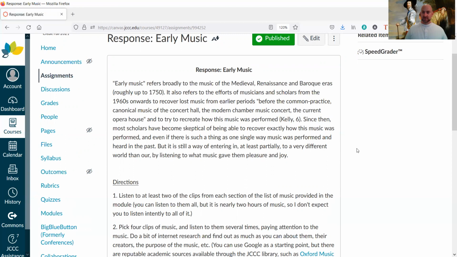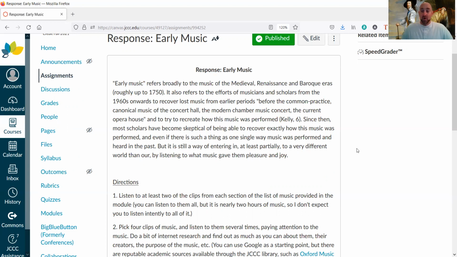Early music is a term scholars use to refer to the music of the medieval, Renaissance, and Baroque eras, roughly up to 1750. After 1750, you get the creation of what I think of as modern orchestral music, you know, Mozart and stuff like that. But early music also refers to the efforts of musicians and scholars from the 60s onwards to recover lost music from earlier periods, before the common practice, canonical music of the concert hall, the modern chamber music concert, the current opera house, et cetera, and try to recreate how this was performed.